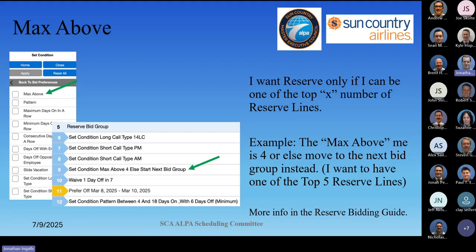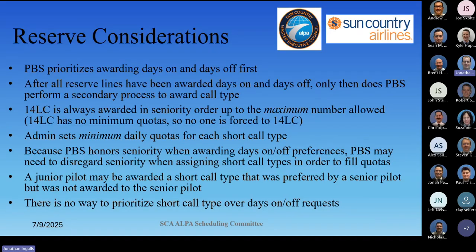It's a good way to guarantee that you're getting a lot of the things you want on reserve, specifically your call type. The reason for that is PBS prioritizes awarding your days on and days off before all else. It thinks that's the important thing to you. It's only after it's awarded your days on, days off, and it has finalized everyone's schedule, both pairings and reserve, that it goes through and does a secondary function that says, now that I've determined who's going to be on reserve, what is their call type?